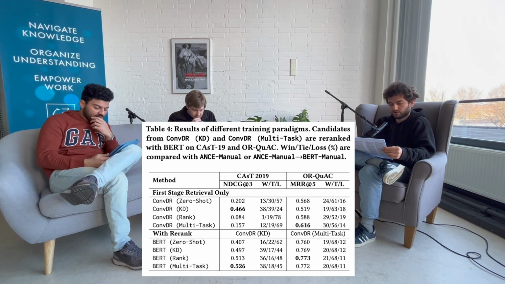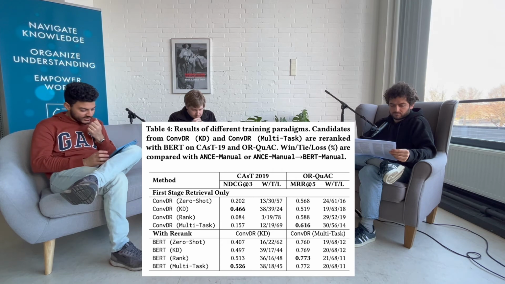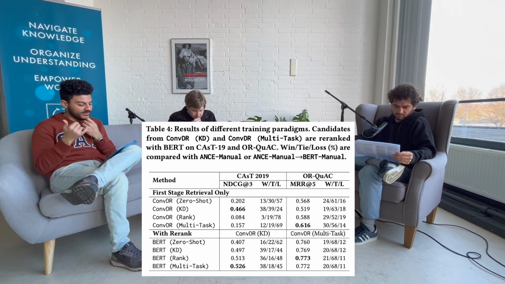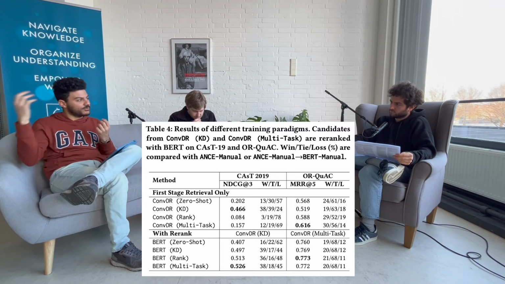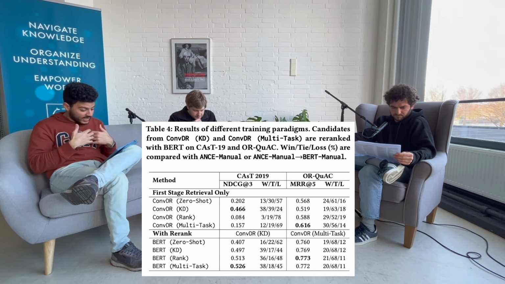So what we see in CAsT, here they have 4 settings. One is zero shot, which I believe is taking the last query only and ignoring the conversation. The knowledge distillation loss, which is trying to mimic the human embeddings. The ranking loss, which is trying to learn from relevance labels, and the multitask scenario, which is combined. So what we see is that in CAsT 2019, knowledge distillation works best.